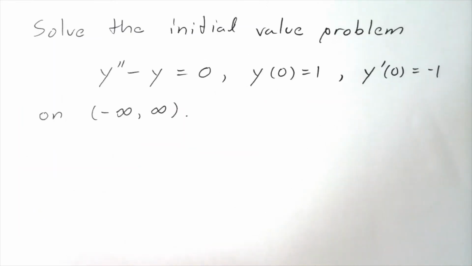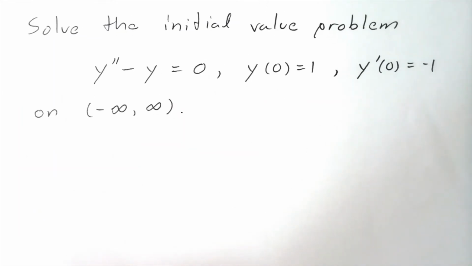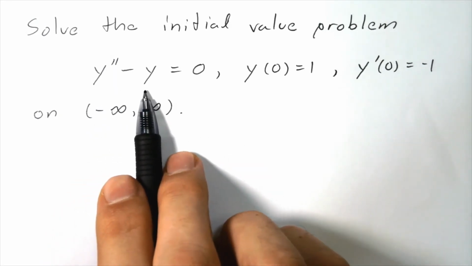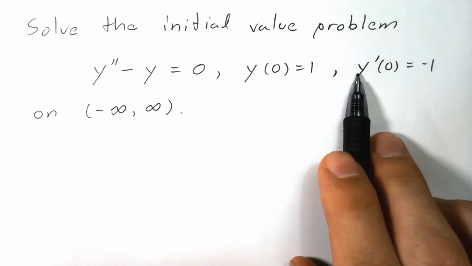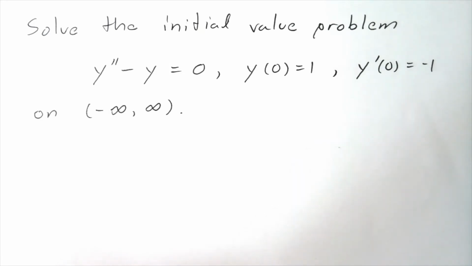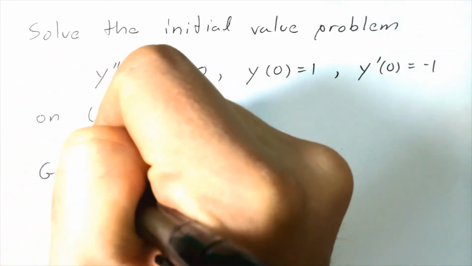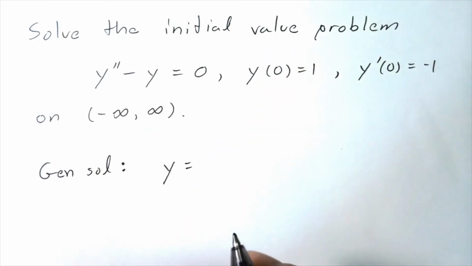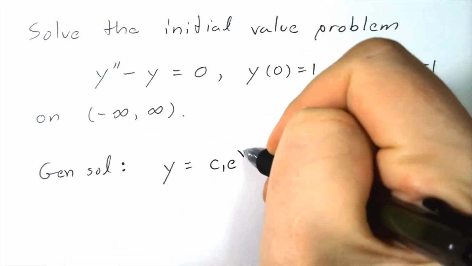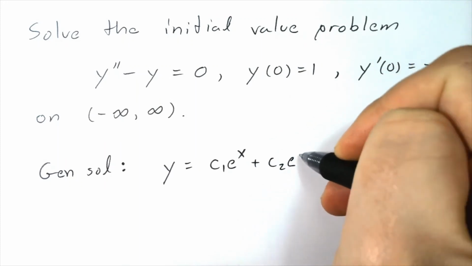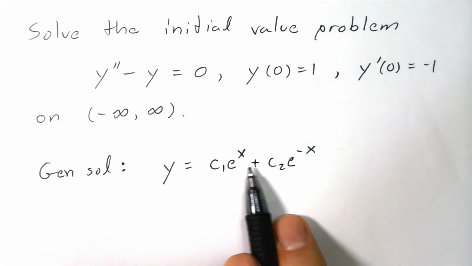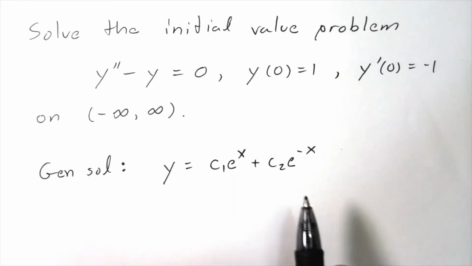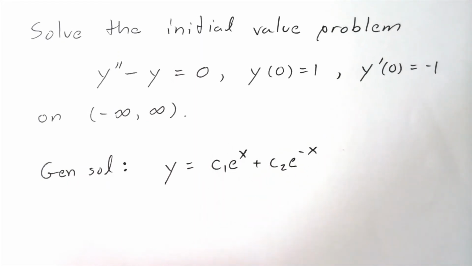Next we're going to solve the initial value problem. It's the same differential equation we had before, but we have initial value conditions. How do you start solving an initial value problem? You find the general solution. We said the general solution was c1 e to the x plus c2 e to the minus x. We knew that because these were a fundamental set, and therefore any linear combination of them makes the general solution.